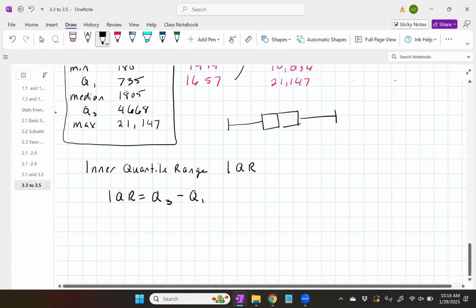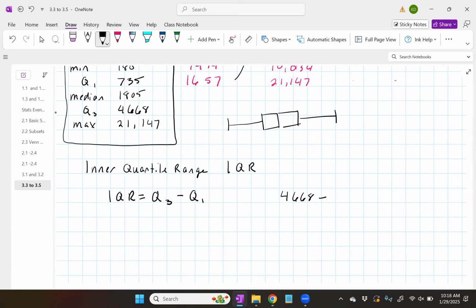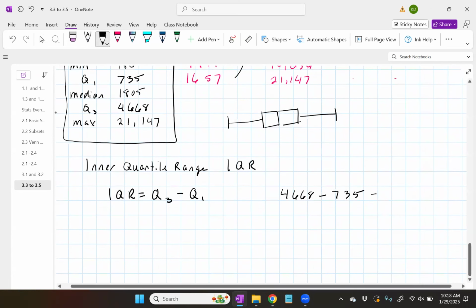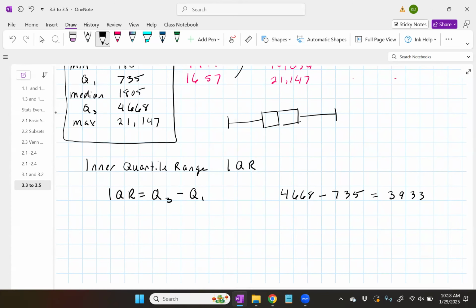So for our example above, 4668 minus 735. I could probably do that in my head, but that would embarrass myself, so let's not. 4668 minus 735 gives me 3933. On its own, that's kind of a meaningless number. But we can use it to help us find outliers via something called fences.